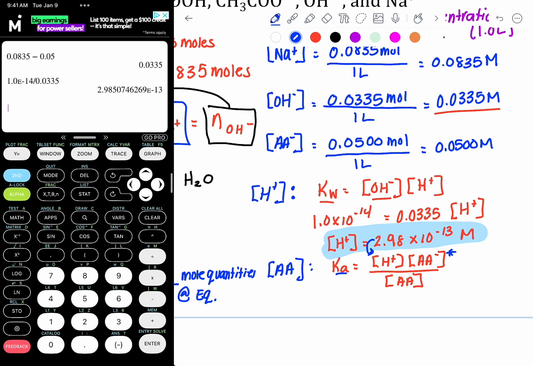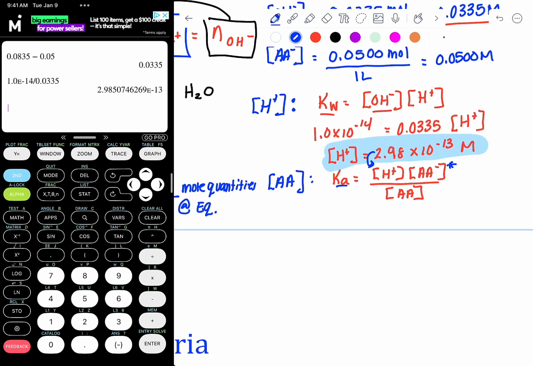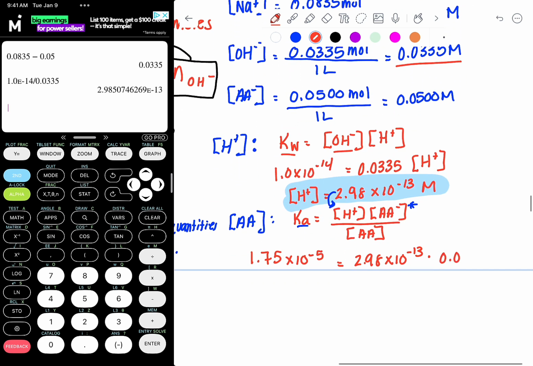So all we have to do is plug in those values that we already know and solve for our acetic acid concentration. So we know that Ka is going to be, is it 1.75? Yeah, 1.75 times 10 to the minus 5. And that's going to be equal to our H+ concentration, which is 2.98 times 10 to the minus 13, multiplied by our acetate concentration, which is 0.05, divided by our acetic acid.